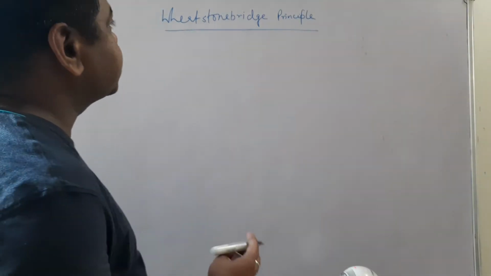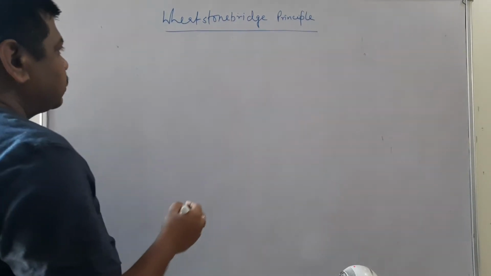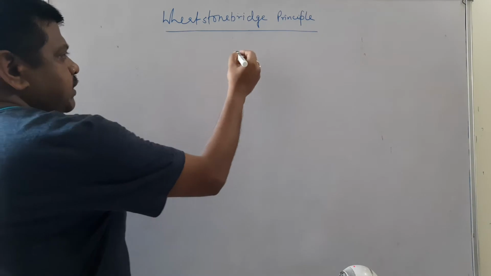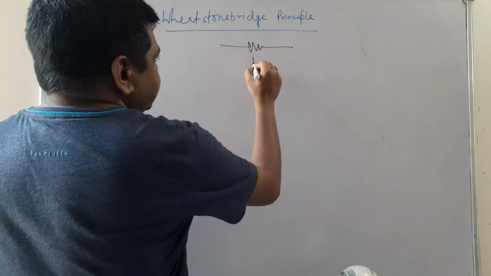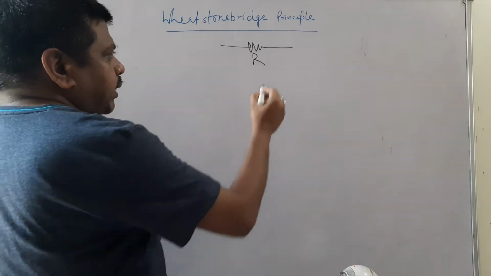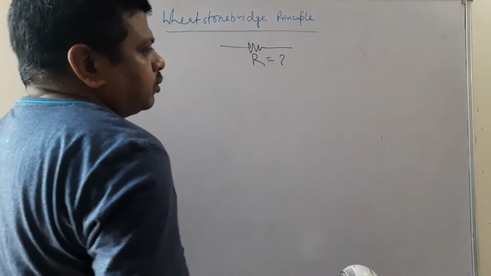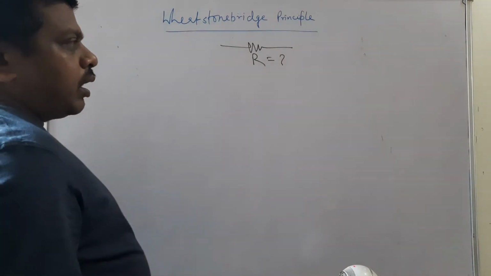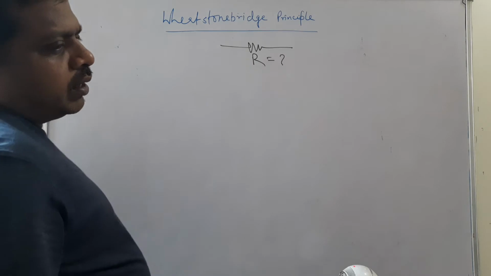Today I shall explain the Wheatstone bridge principle. So what is the use of this principle? Let's say there is an unknown resistance and we have to find out the value of R. So how can we find the value of R? How can you measure it?